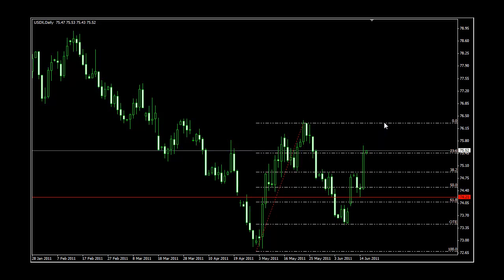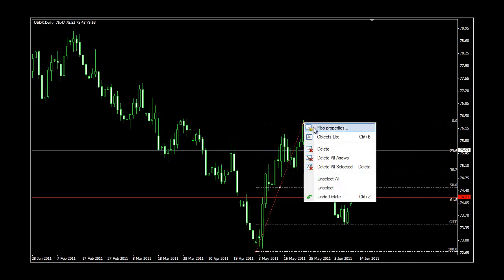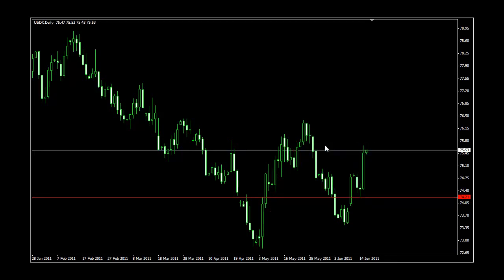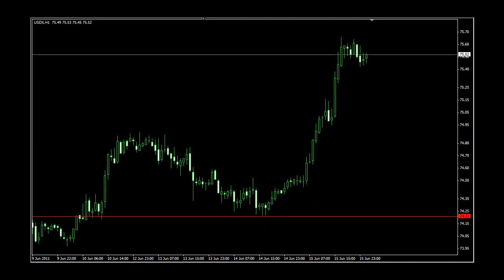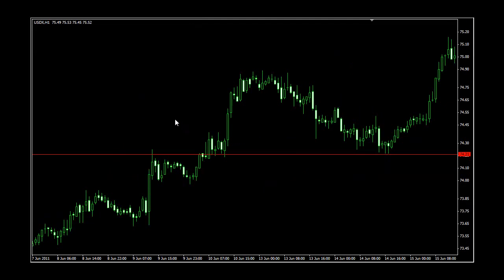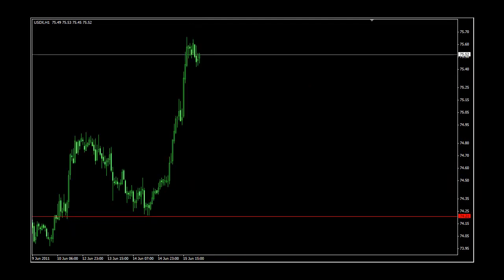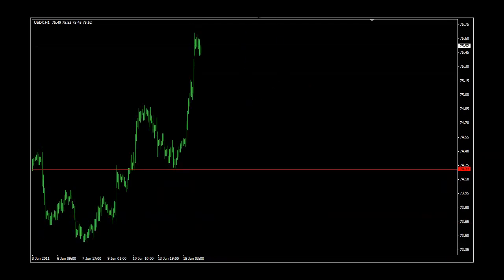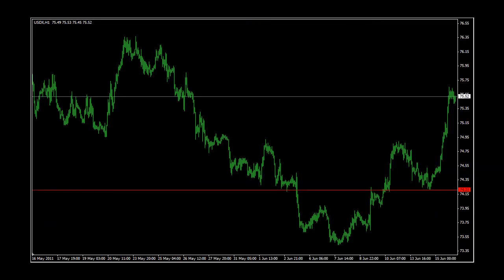Looking for the 165.20 level in here, which is an institutional level. Okay, let's take this off for a moment and let's drill down to a 1-hour chart. And let's zoom out a little bit.